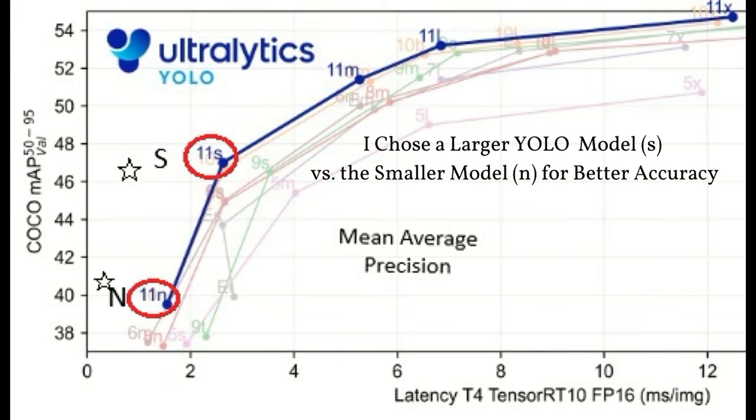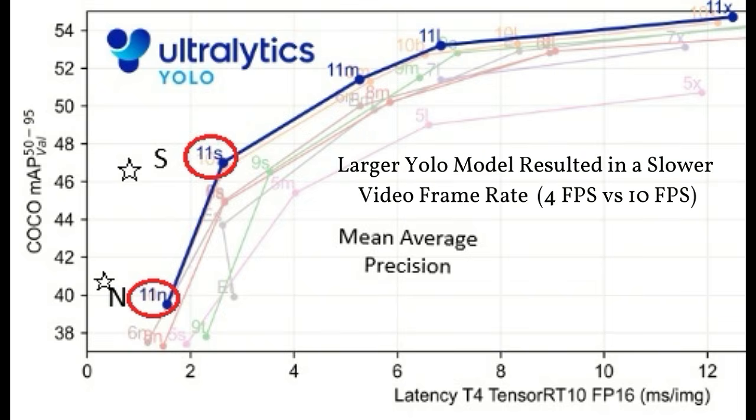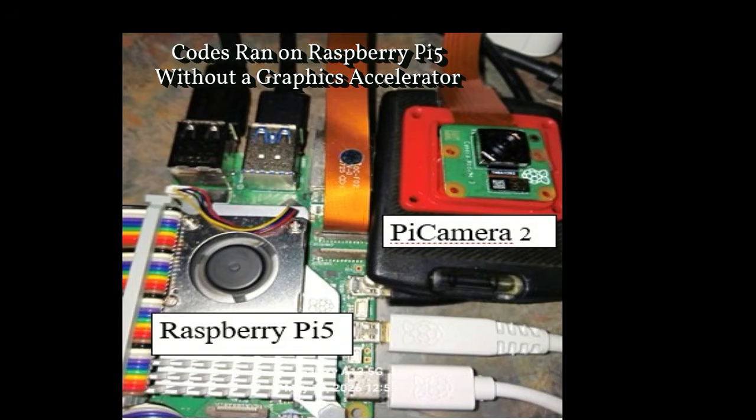I chose a larger YOLO detection model, S, versus the smaller model, N, to detect smaller objects like the fork. This resulted in a slower video frame rate of 4 FPS versus 10 FPS for the smaller YOLO model. All Python codes were executed on a local Raspberry Pi 5 without a graphics accelerator.